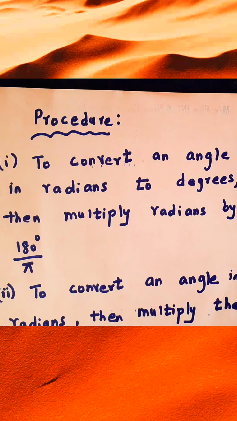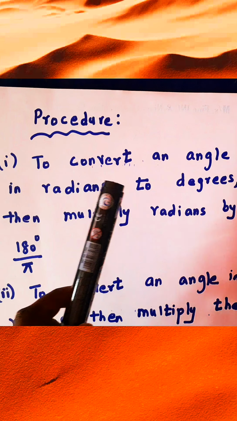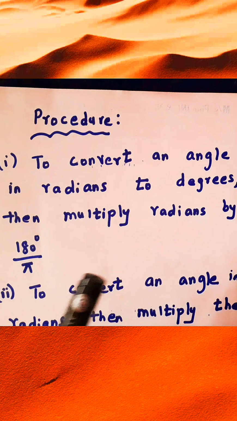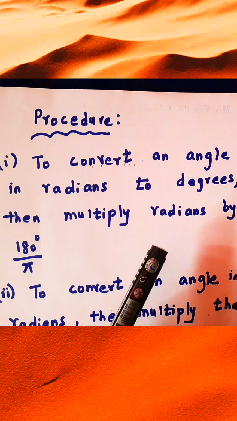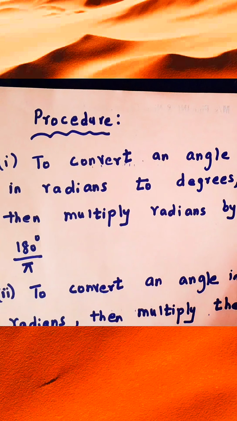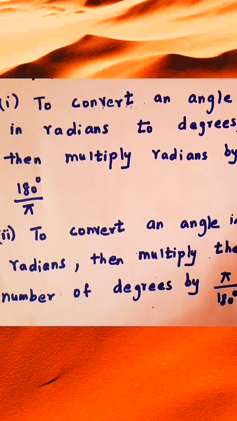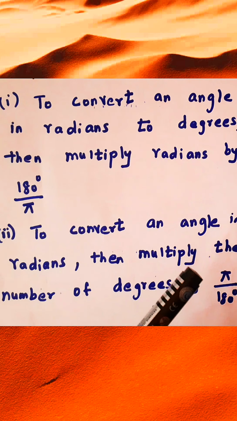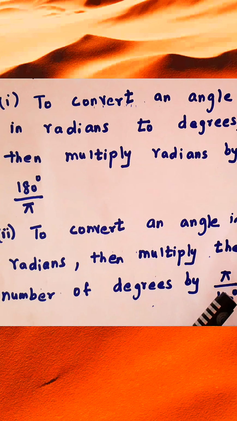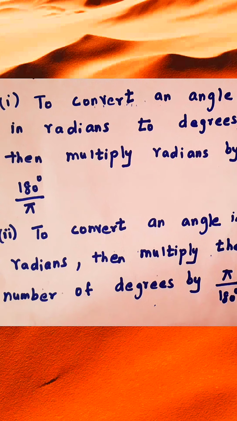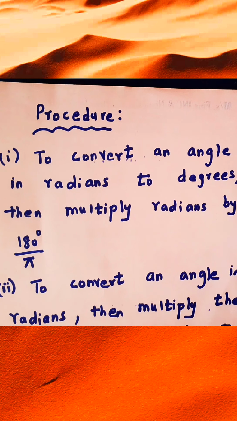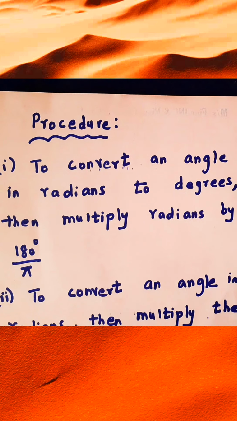Now coming back to the procedure. To convert an angle in radians to degrees, we multiply the radians by 180 degrees by pi. And to convert an angle in degrees to radians, we multiply the number of degrees by pi by 180 degrees. This is the procedure. When we do the problems, you will understand how to use this method.